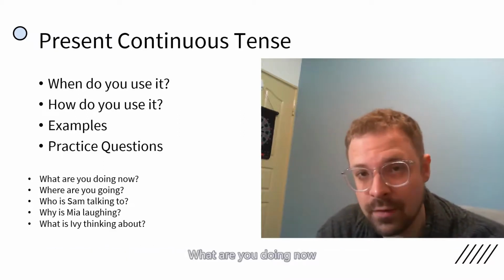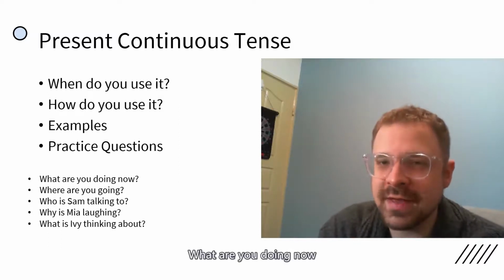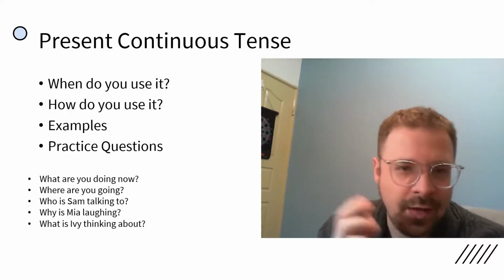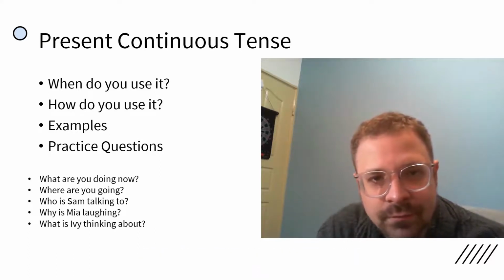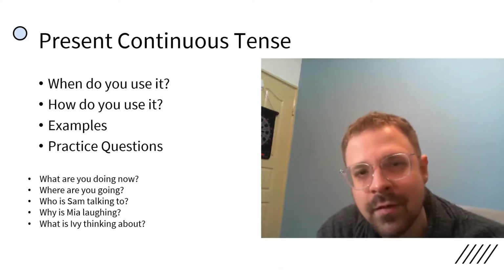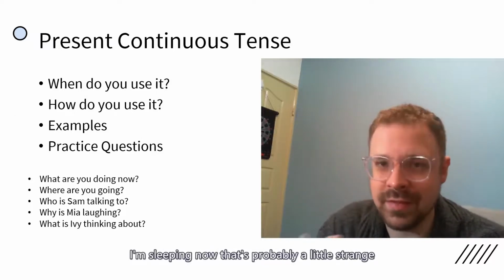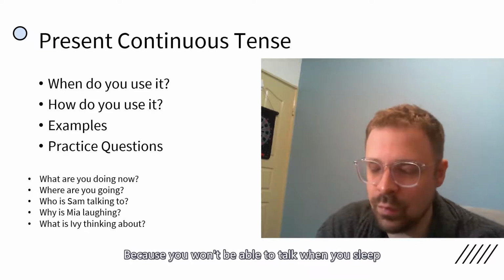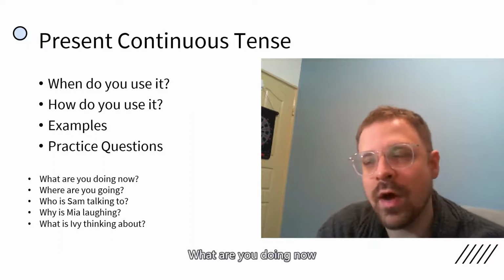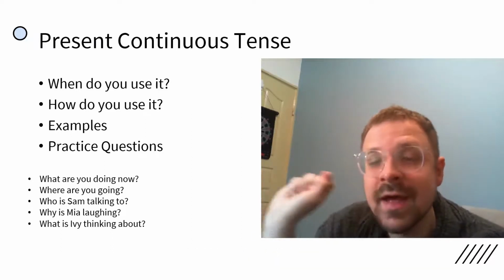Let's look at the first sentence. I'll even pause a little bit to give you some time to think of an answer for yourself. What are you doing now? So an answer that you could have for this is, I'm watching this video now. I'm reading a book now. I'm talking to my friends now. I'm sleeping now. If you say I'm sleeping now, that's probably a little strange because you won't be able to talk when you sleep. But you get the idea. What are you doing now? I'm blah, blah, blah, ing now.